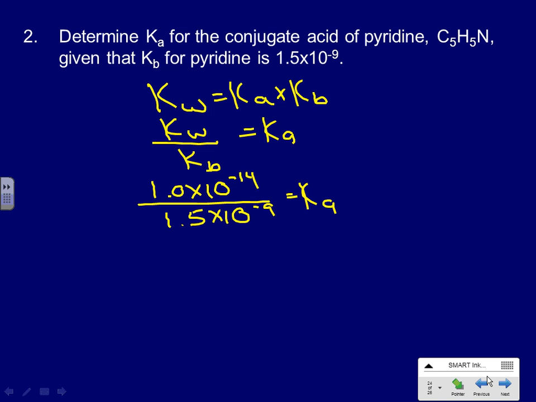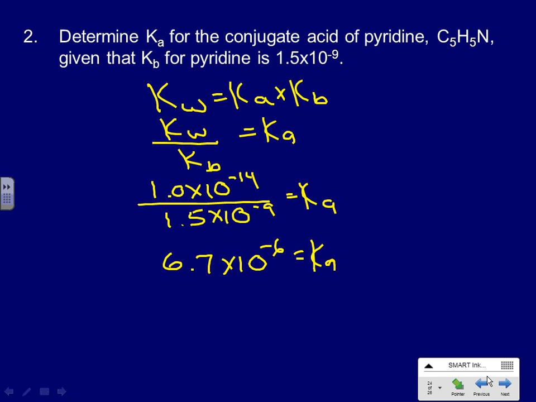And what do we get there? The Ka is looking like times 10 to the minus, goodness gracious, 5 maybe, somewhere around there. What do you got? 6.7 times 10 to the negative 6. Any questions or concerns on that relationship?